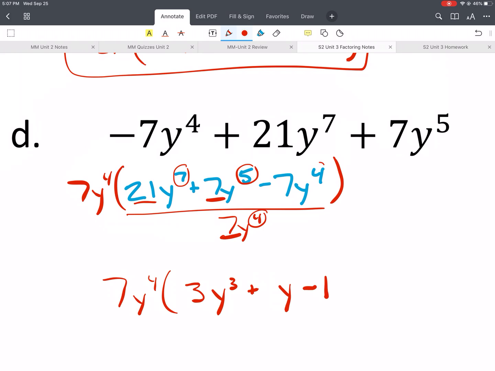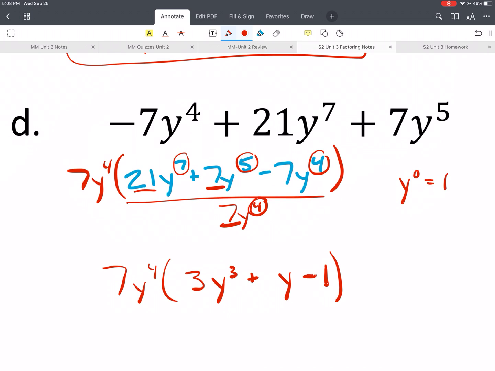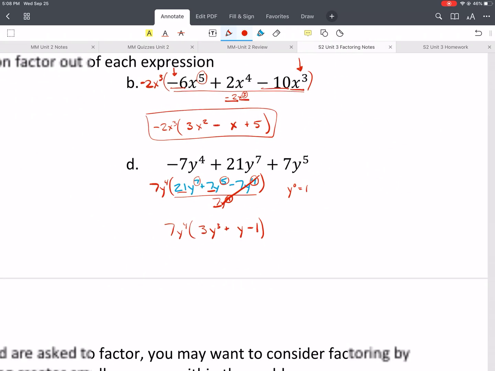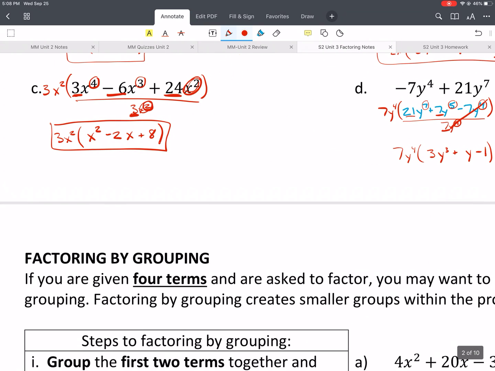And then 4 minus 4 gives us 0. And we know that y to 0 is just 1. Okay? So 1 times 1 would just give us 1. So we'd be done. Or you could think of that as just canceling out. Okay, so that is the greatest common factor. If you have any questions, please let me know.